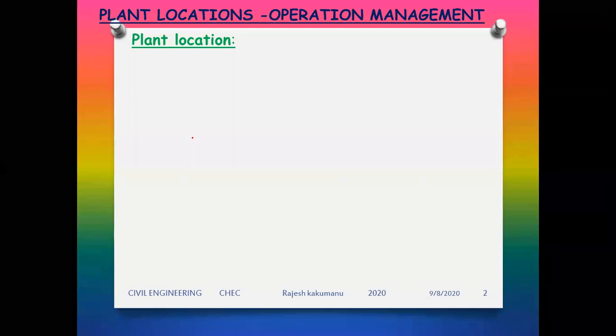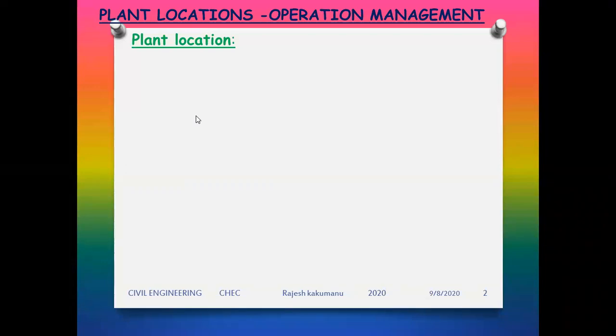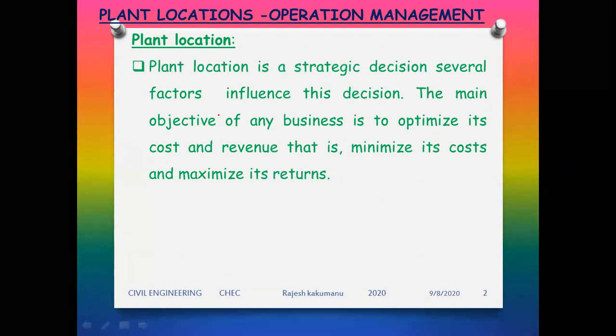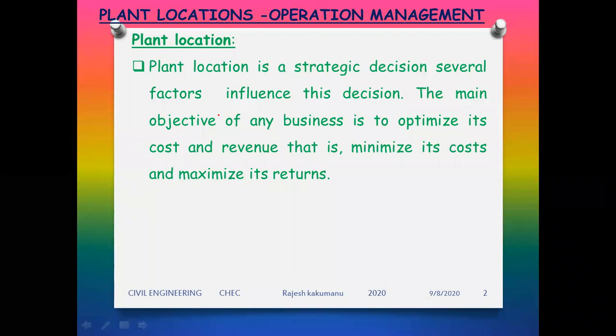Now we are discussing the plant locations in operations management. Then what is the meaning of plant location? It means where to locate a plant, where the facilities will be. So here we will locate a plant depending upon various factors to run a factory or organization.